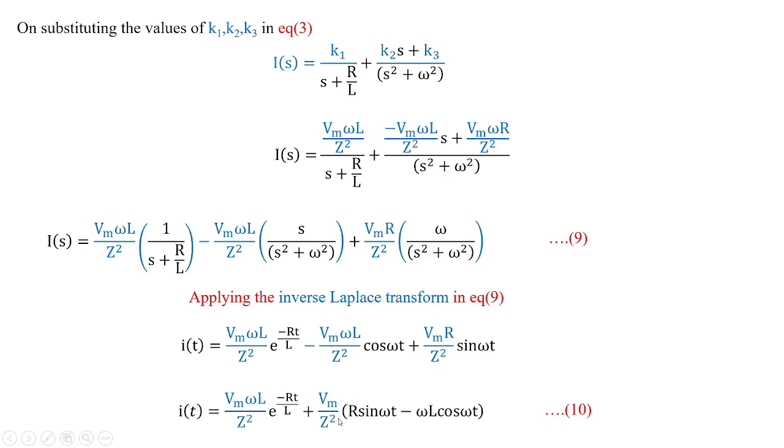So this equation can further be modified, which is given here. You can see I have taken Vm by z square common, so it becomes R sin omega t minus omega L cos omega t, and it becomes equation 10.